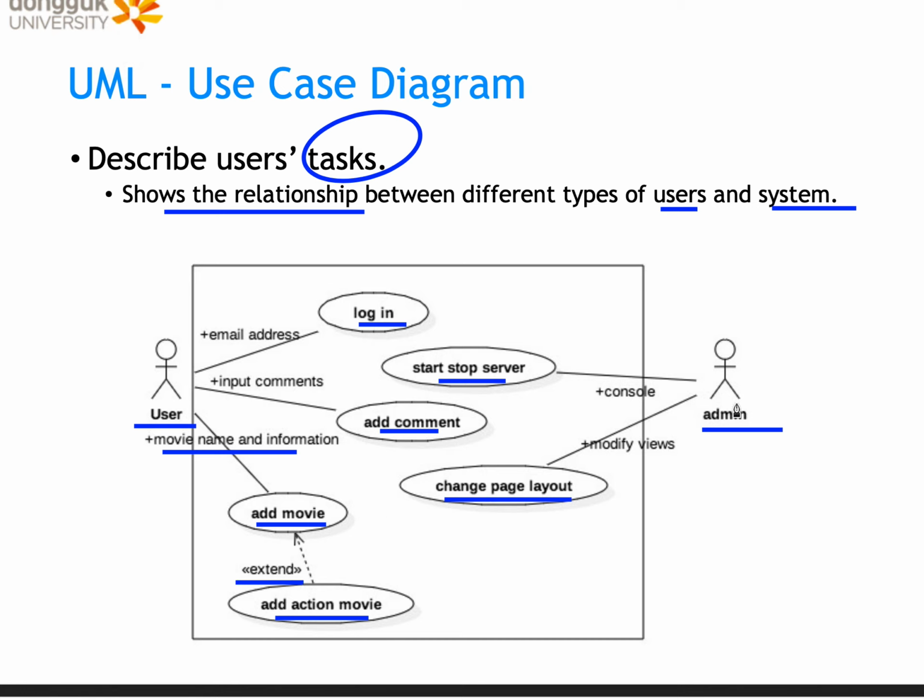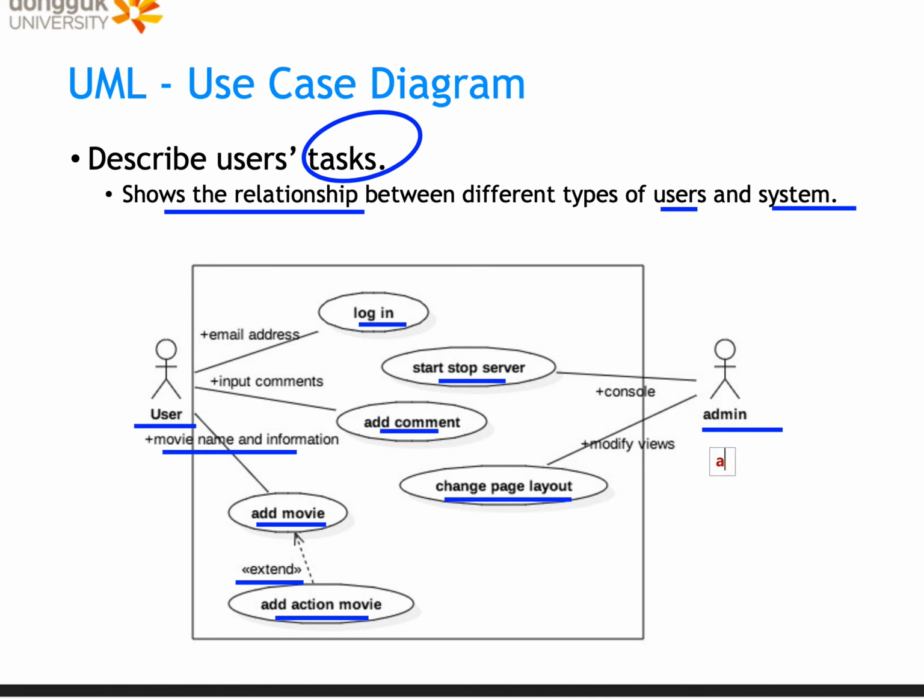And for the admin side, admins have to start and stop the server, and the admin has to change the page layout or page content. So this is a use case diagram. It describes functionality, and the functionality is associated with some kind of user. We call this kind of thing an actor.